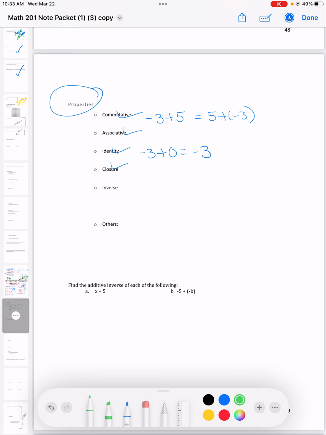Now we're going to add inverse and then a few other ones with the rules. The inverse is going to be the additive inverse. We're going to have the multiplicative inverse later on in the semester, so this is just true for addition. If you take a number and then its inverse, they cancel out, and they get you back to the identity. They get you back to 0.